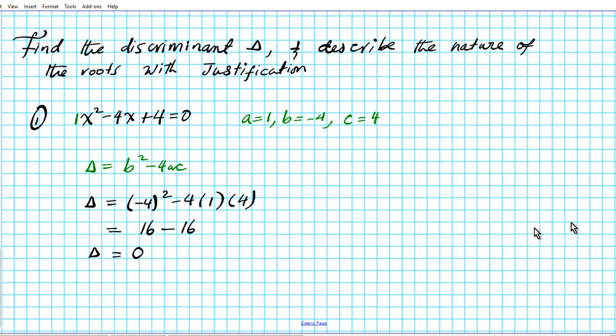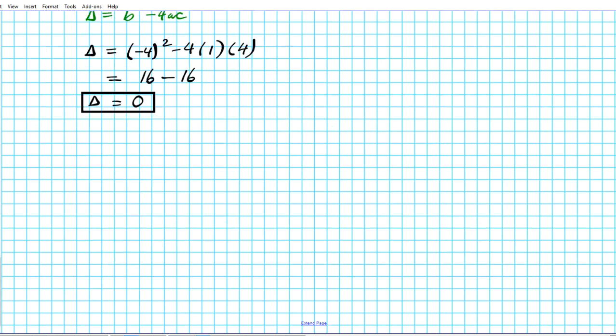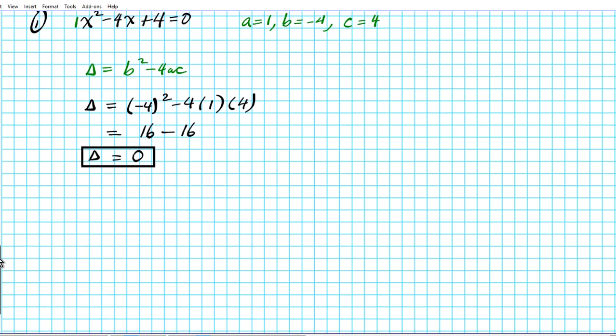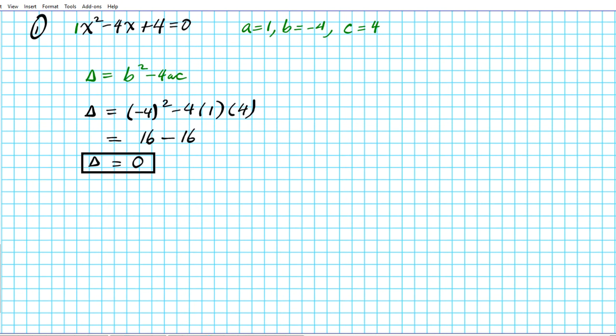So that's our first answer. Next we want to describe the nature of the roots and justify why we have that result. In this particular case, let's write down our conclusion. There are two real rational roots that are the same.